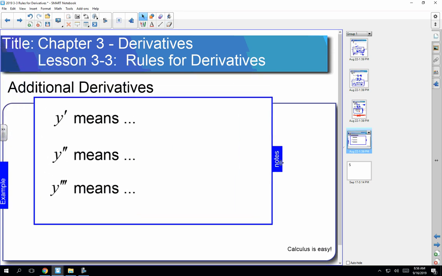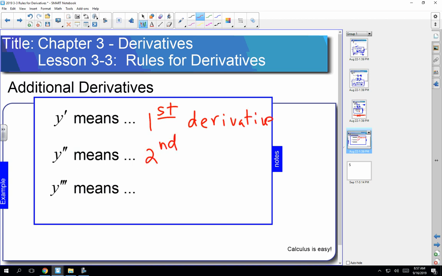All right, y prime means first derivative. And y double prime just means second derivative, we'll abbreviate it. And then y triple prime means third derivative, and you can have a little symbol for a fourth derivative and so on. But in terms of applications, we're good through the third derivative, and we don't use beyond that too often. So first, second, and third derivatives.